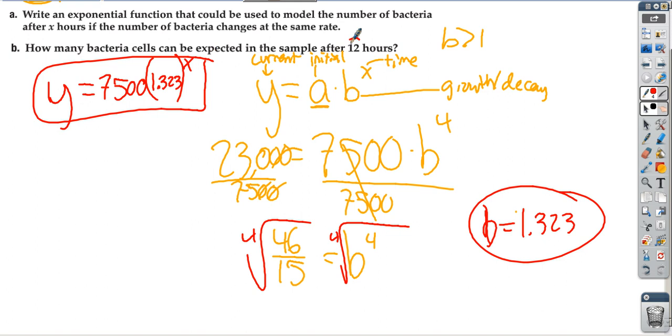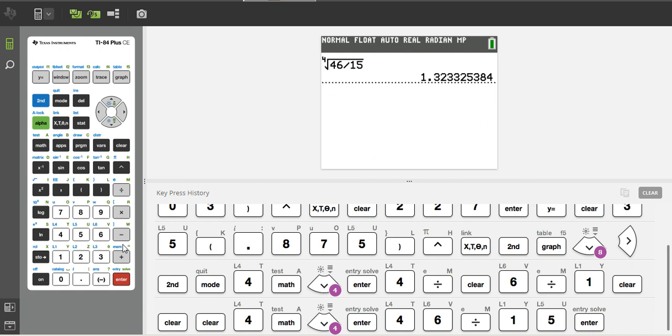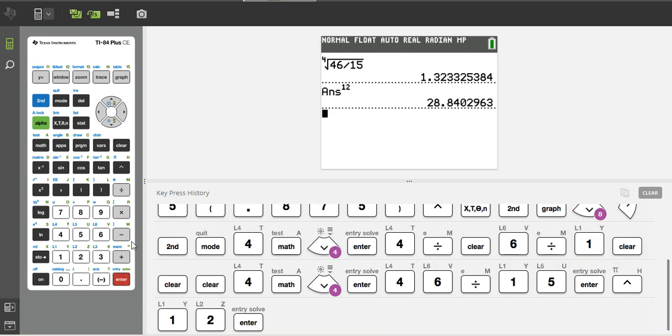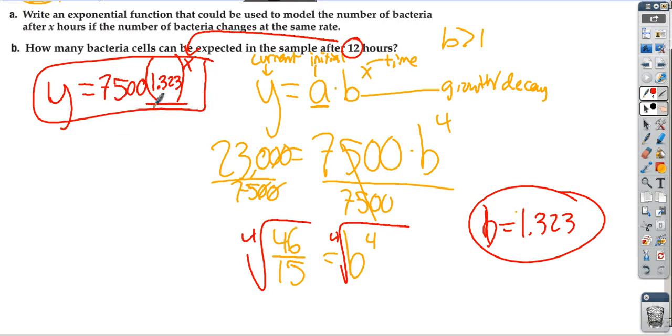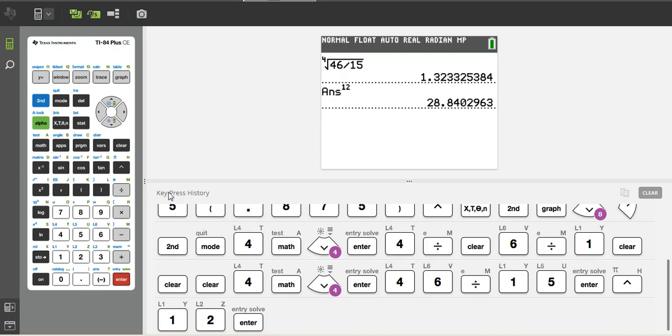The second part says, after 12 hours how much will be in it? Well, we just take 12 and we plug that in for x. So let's do that right now. And just to get an accurate answer, we still have this unrounded number. So I'm just going to raise that to the 12th power. That's b to the 12th, this thing right here being raised to the 12th power. And then I'm going to multiply it by 7,500. It's better to not round things too early.